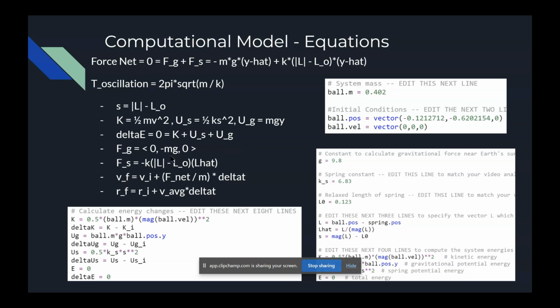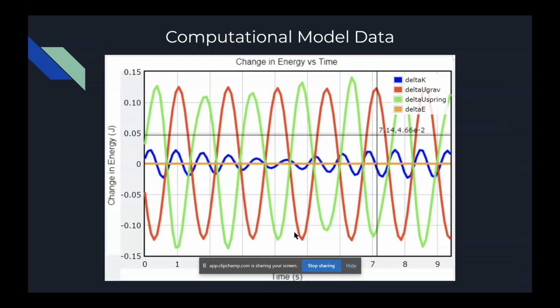The force of gravity is only in the y-axis, so it is minus mg, and the spring force is going to be that k times the difference in spring length, and then this just being the vector. Also, we're going to have the standard velocity and position update formulas in here. And here's all the code.